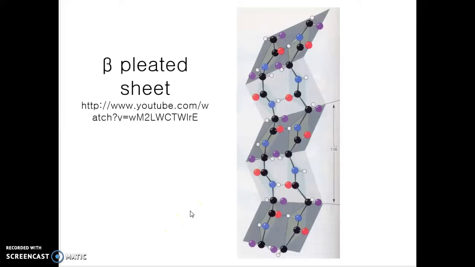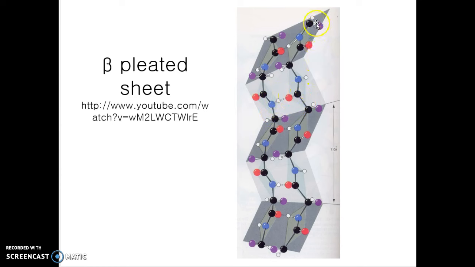In this session, I'm going to explain about the two major secondary structures, beta pleated sheet and loops. First, beta pleated sheet. Main chains, they are just localized next to each other.